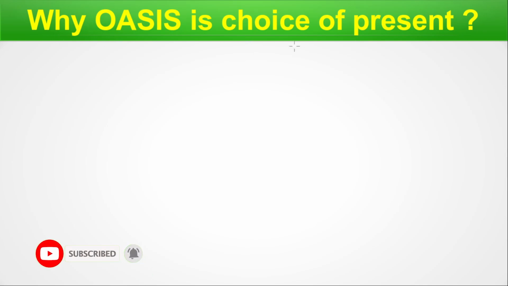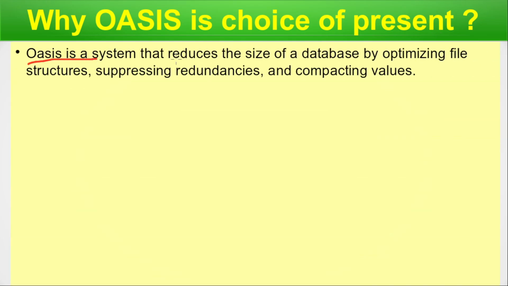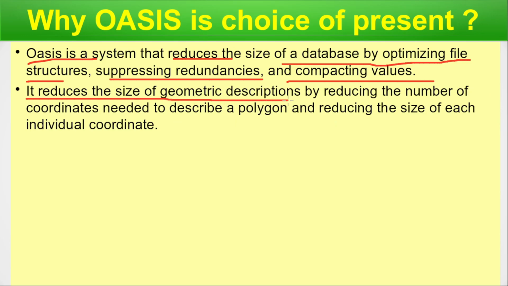Why is OASIS the choice of the present? Nowadays, we have multiple types of layout engineers. Maybe a mixed-signal one, that means where we have analog and digital. Or it might be solely digital where we have a multi-million gate design. Why are all these layout designers preferring OASIS today? OASIS reduces the size of the database by optimizing file structure, suppressing redundancies and compacting values. It reduces the size of the geometric description by reducing the number of coordinates needed to describe a polygon and reducing the size of each individual coordinate.